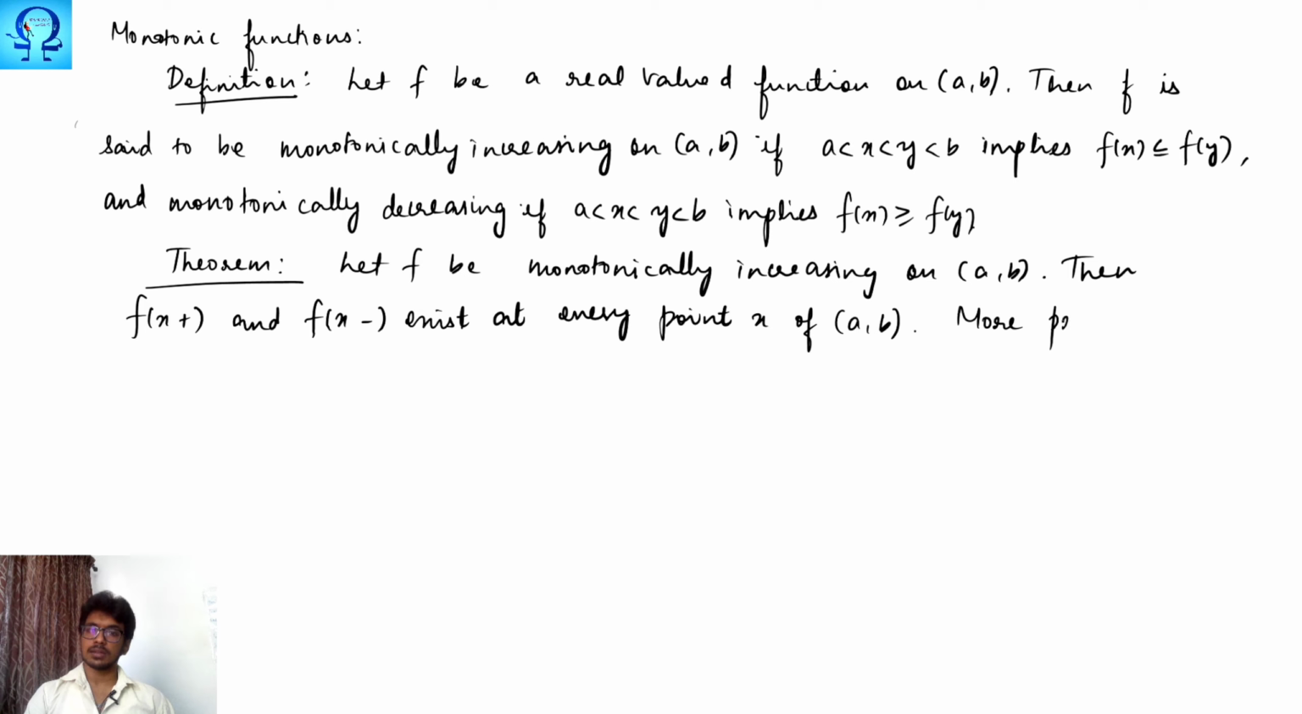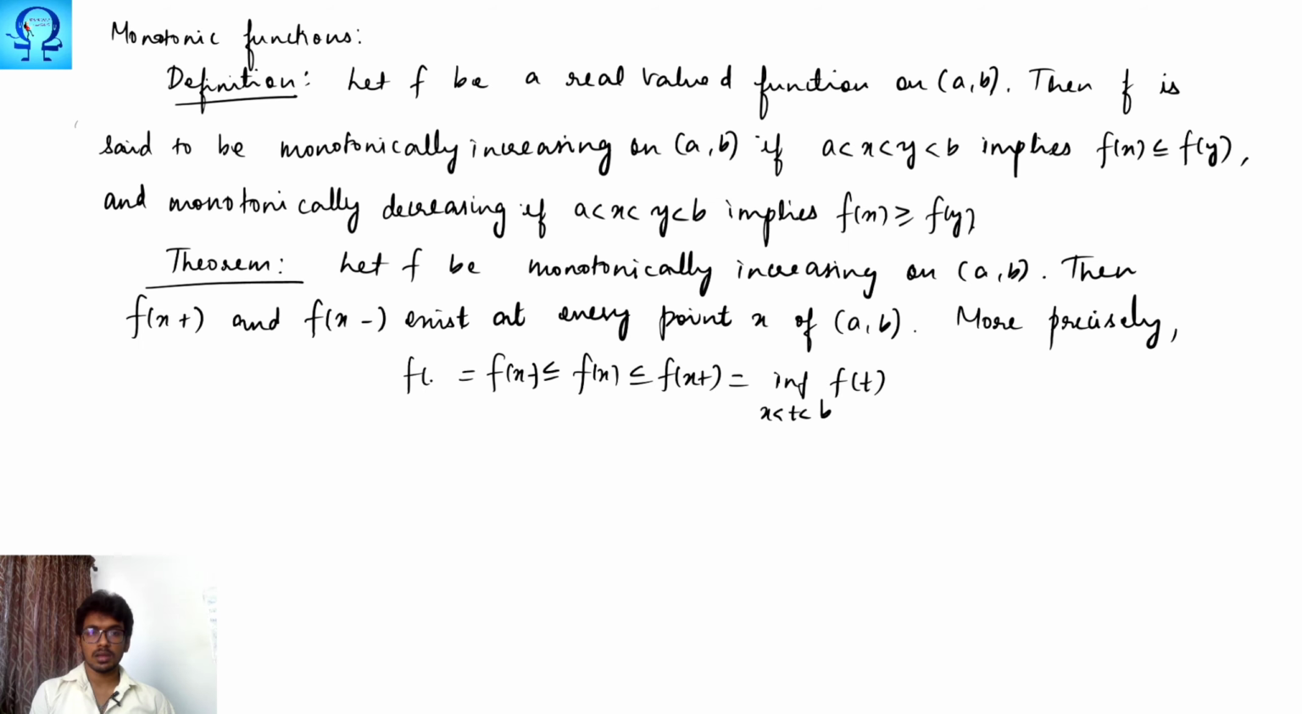More precisely, f of x is smaller than or equals f of x plus, this is bigger than or equals f of x minus, and this is going to be the infimum of f of t, where t lies between x and b, and this is going to be the supremum of f of t, where t lies between a and x.